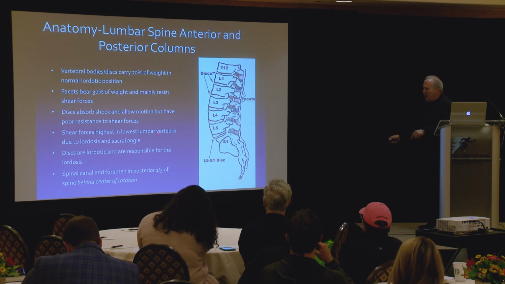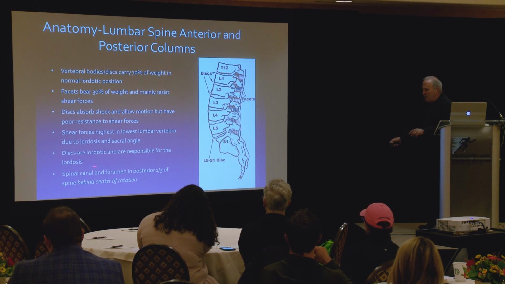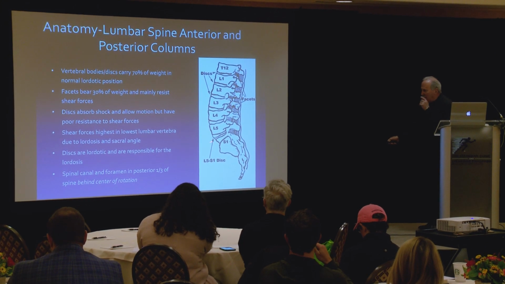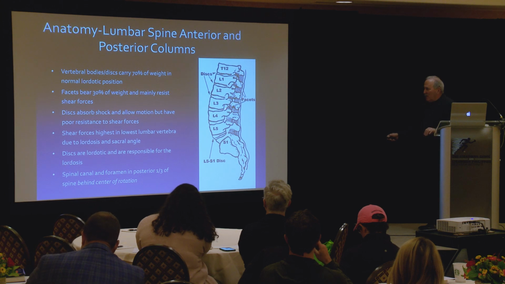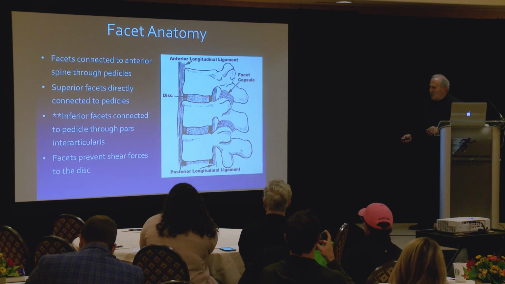Shear forces are highest in the lower lumbar vertebra because of their angle and the sacral angle. Discs are lordotic and responsible for lordosis, and in the thoracic spine, kyphosis. And the spinal canal and foramen are in the posterior 1/3 of the spine behind the center of rotation. A very important point that has a lot to do with pain generation.